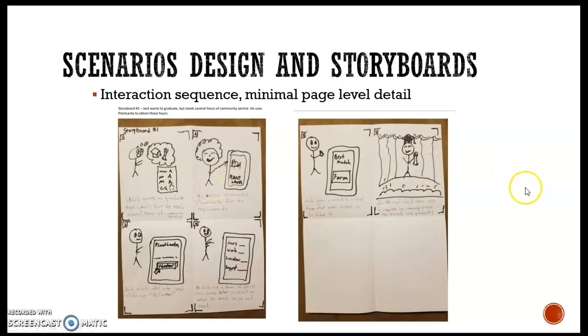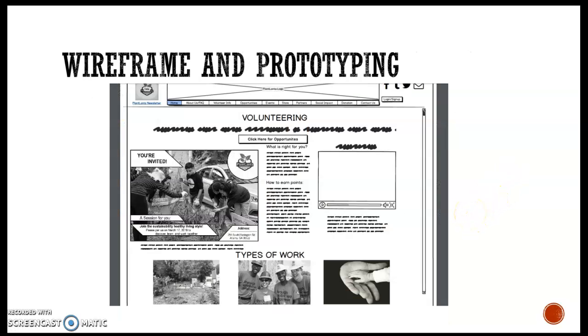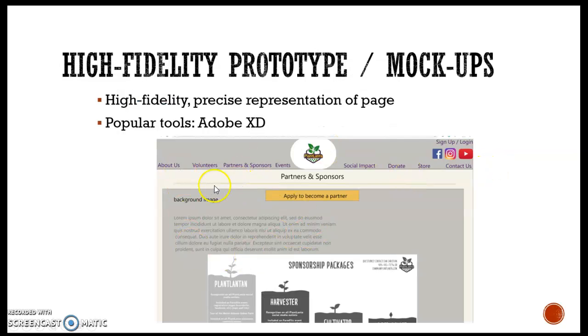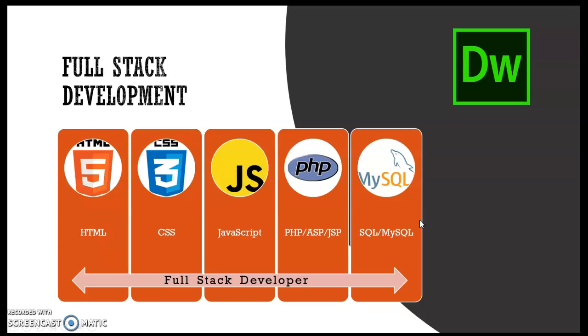When you do the scenario and storyboard, you don't have to be perfect artists. You just display what happened in the story. How did this application help the whole thing? This is a version of a wireframe of the volunteer page of Plant Atlanta. This is a project we did a couple of years ago, and this is a higher-fidelity, more precise representation of the prototype with Adobe XD. So we have multiple versions of that.